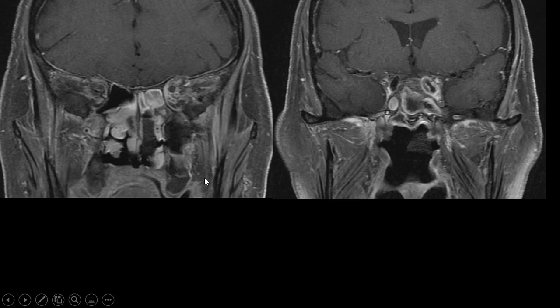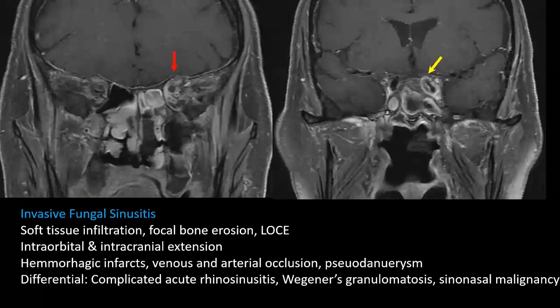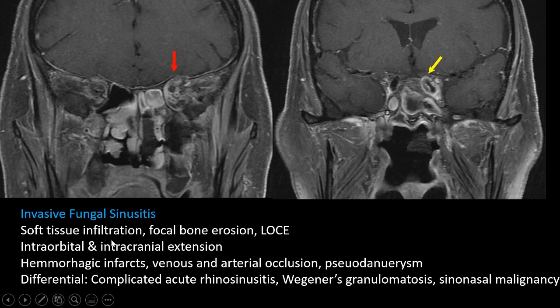And in this immunocompromised patient, this is an example of invasive fungal sinusitis characterized by areas of soft tissue infiltration, bone erosion, and loss of contrast enhancement within nasal and paranasal sinus mucosa. You can have intracranial and intraorbital extension, as you see in this case. You can also have associated hemorrhagic infarcts, arterial and venous occlusion, and areas of pseudoaneurysm formation.